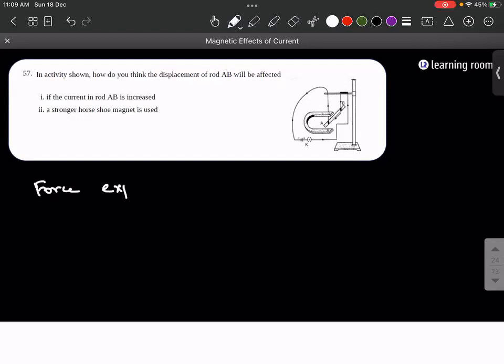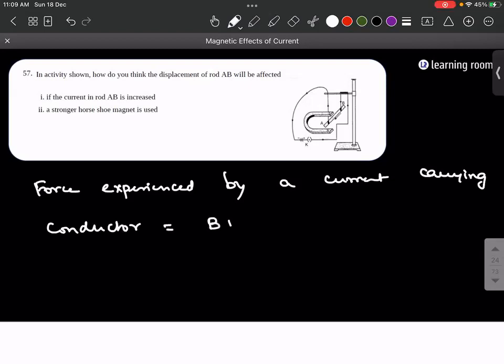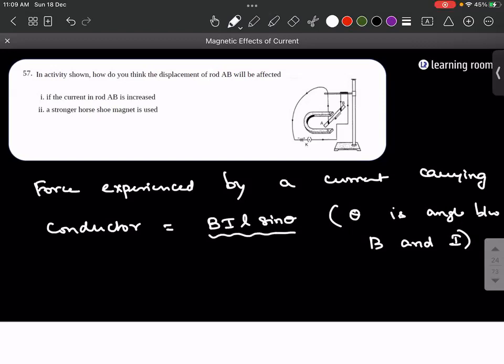Force experienced by a current carrying conductor is equal to B into I into L. Okay, actually it is BIL sine theta, where theta is the angle between B and L. I is not a vector. But as of now, you can write down this one: BIL sine theta. So from this, what are you able to understand? Force is directly proportional to current. Now will you be able to answer the first one?